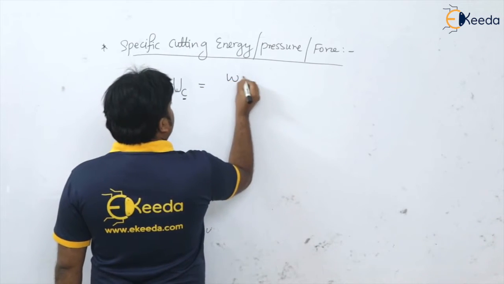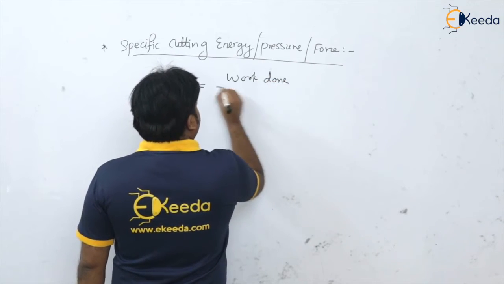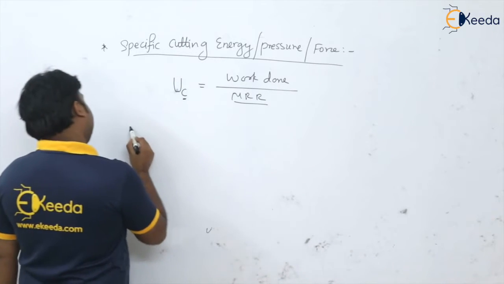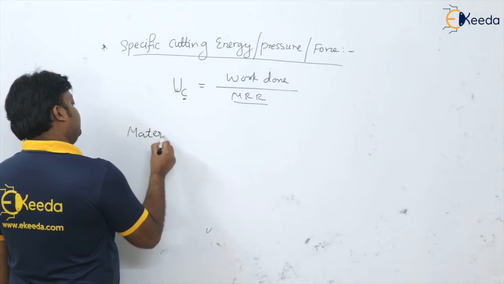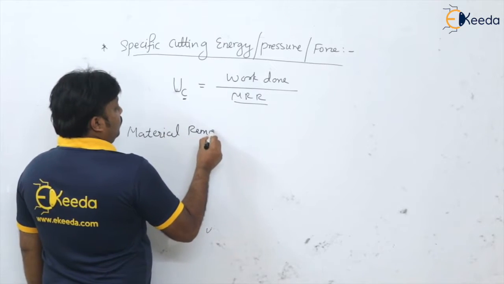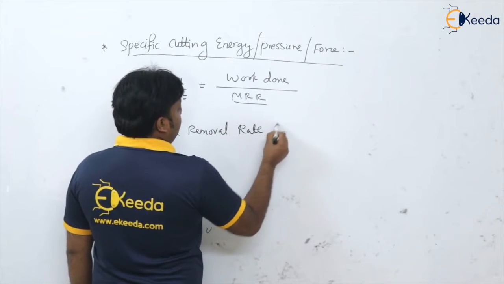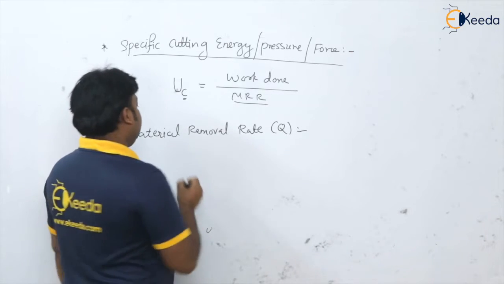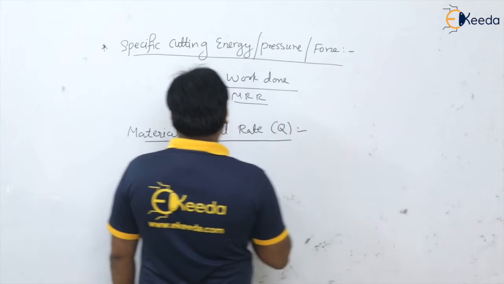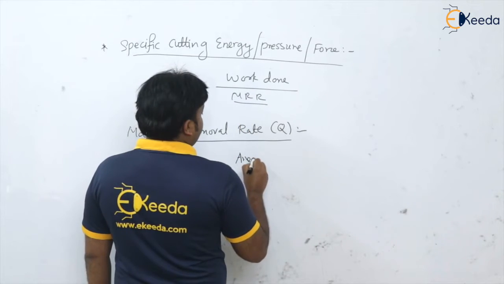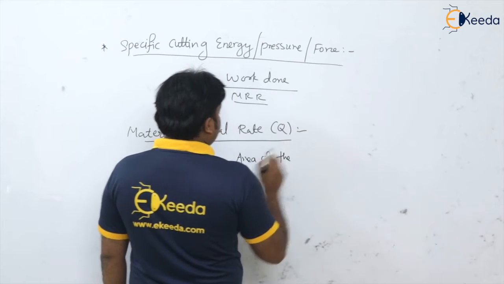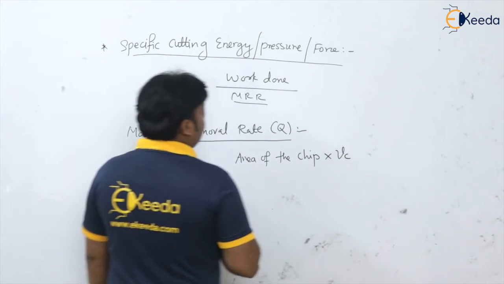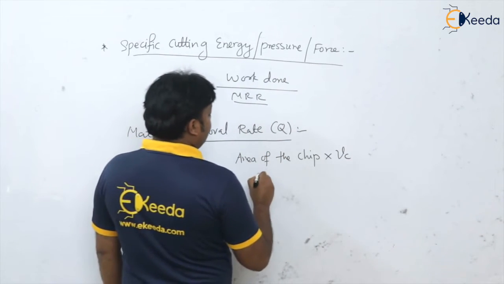Uc is equal to the work done divided by the material removal rate. So what is the material removal rate actually? It is now represented with Q. How is it calculated? It is nothing but the area of the chip into the cutting speed. The area of the chip to be cut.